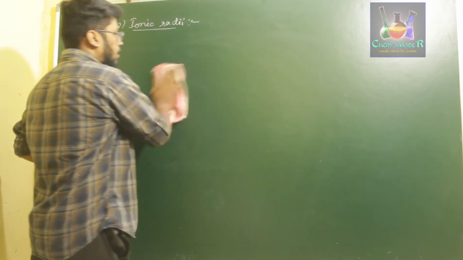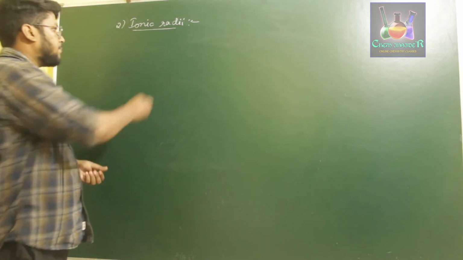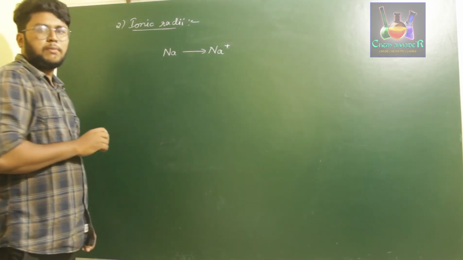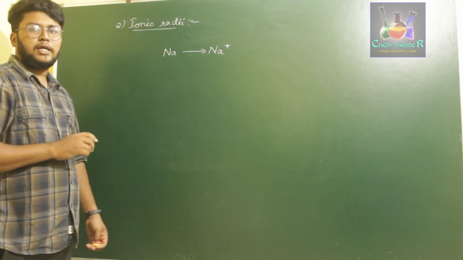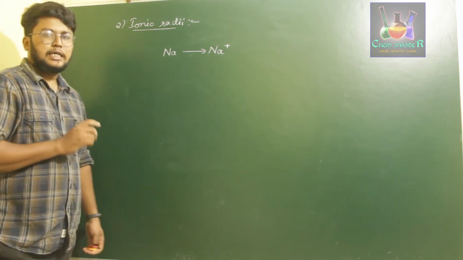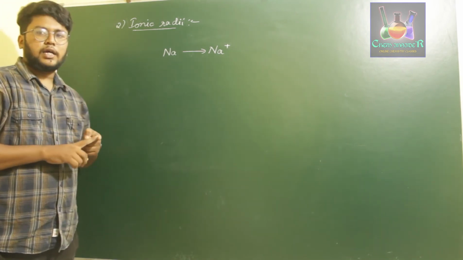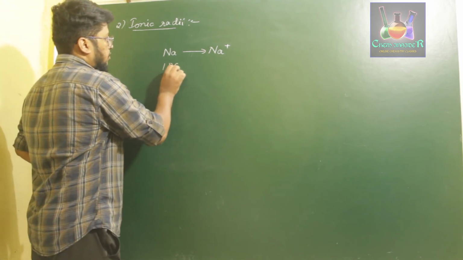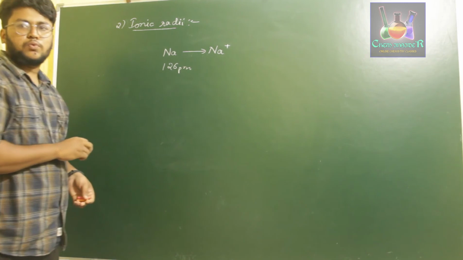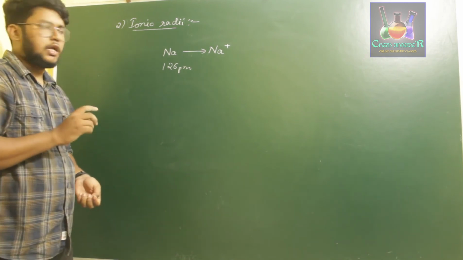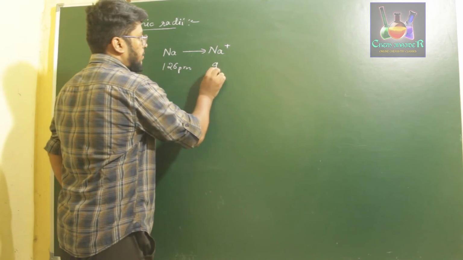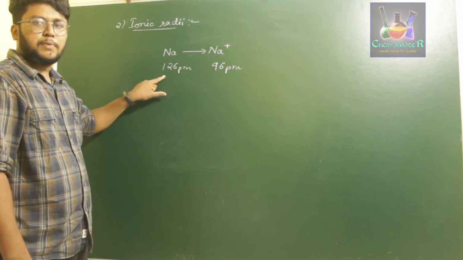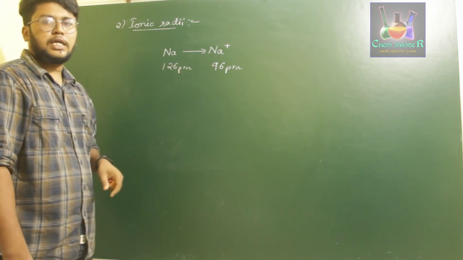Now, for cations and anions, how does the radius change with respect to their atoms? Let us say sodium is converted to Na+. When sodium is converted to Na+, the radius decreases. That is because the radius of sodium is 126 picometer. When it loses an electron and forms Na+, the radius will be 96 picometer. The radius of the sodium atom is 126 picometer, whereas the radius of the sodium ion is 96 picometer.